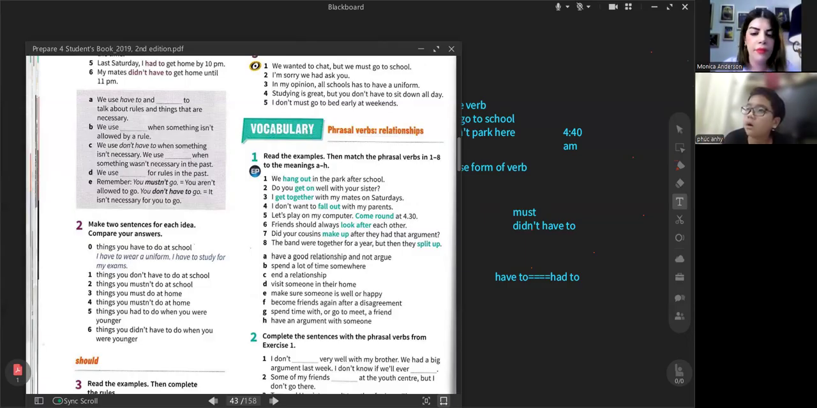I don't have to bring too many notebooks. Okay. Now things you mustn't do at school. I mustn't smoking at school. Of course, smoke, not smoking: I mustn't smoke, because it should be the base form.